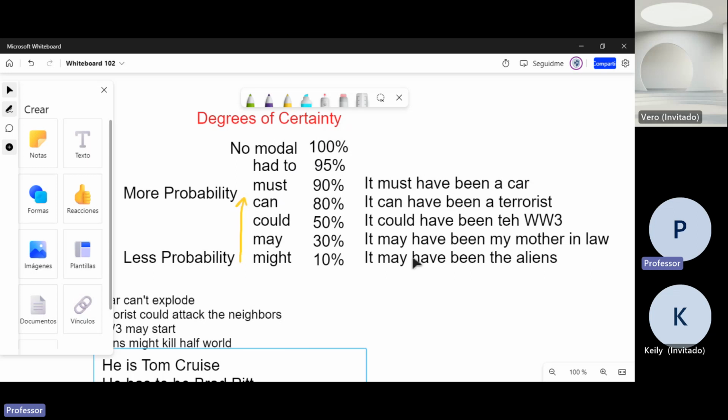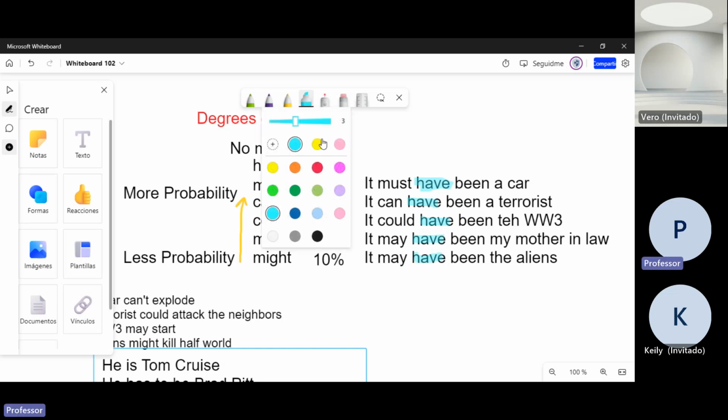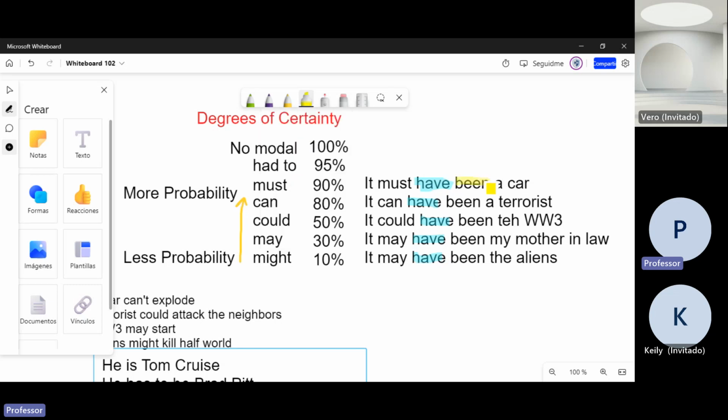Okay, so what is the difference here? As you can see, after the modal verb, we're using a perfect tense. We have, and then we have a verb in past participle. I'm not saying that we are always going to use been. No, been is not mandatory. It's just in this example. This could be a different verb, but it must be in past participle. So in this case, we are expressing probability in the past.